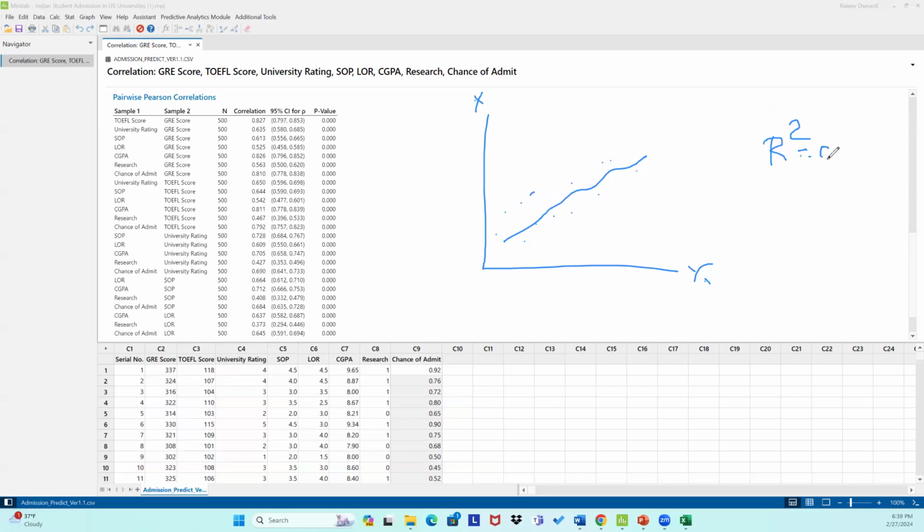Its value is from 0 to 1, whereas correlation is from -1 to +1, and any value can be in that range. But in regression, this is the coefficient of determination. Let's say R square is coming 0.6. That means 60% of the change in Y is due to X, meaning X is impacting Y by about 60%.